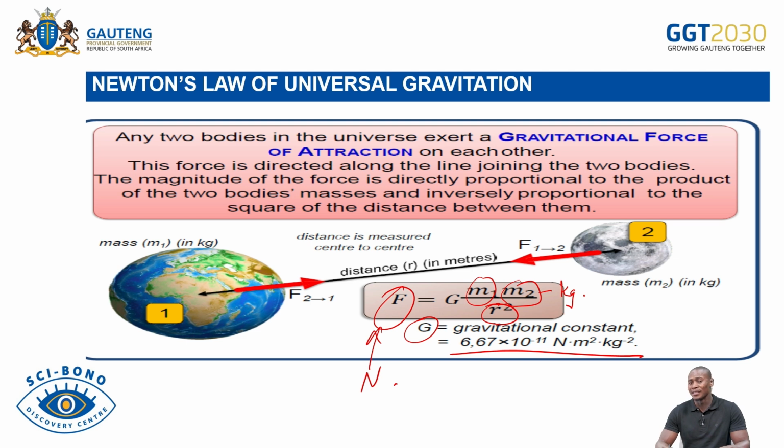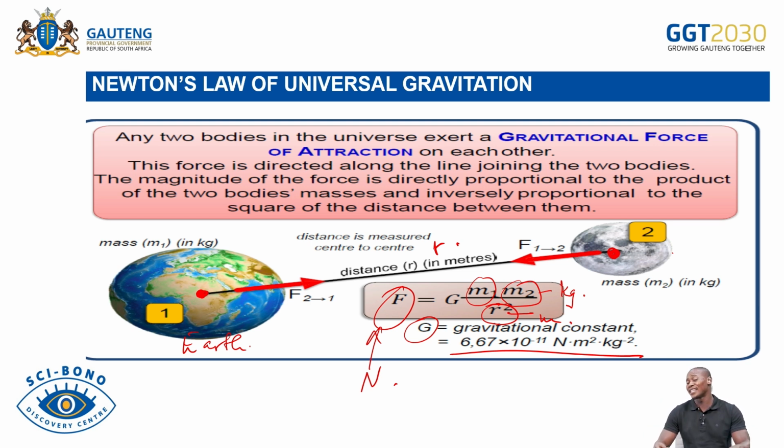And let me put it nicely. R is the distance between their centers, right? So for example here, we are given the Earth, right? And then we are given this object. So when they talk about R, it is from the center of the Earth to the center of this object. That will be our distance R, which is measured in meters. Okay? So R is the distance between their centers.